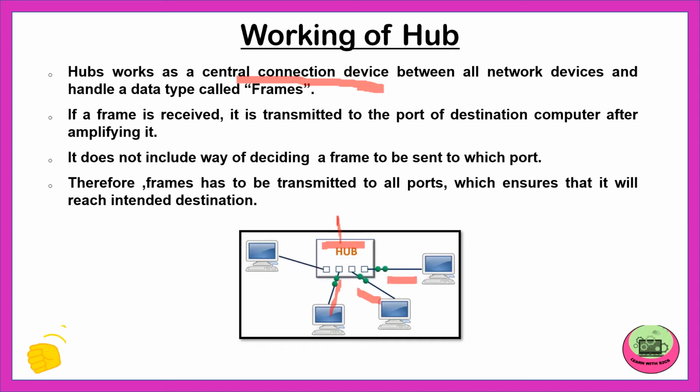Now it does not include a way of deciding which port a frame is to be sent to. It just transfers the frames to the computers. It doesn't decide whether it has to be sent to computer 1 or computer 2. Therefore, frames have to be transmitted to all ports, which ensures that they will reach the intended destination. Because it doesn't decide the destination, it has to be transmitted to all the ports so that the frame reaches its destined computer properly. Understood? You can just pause the video and read these lines once again for your clear understanding.